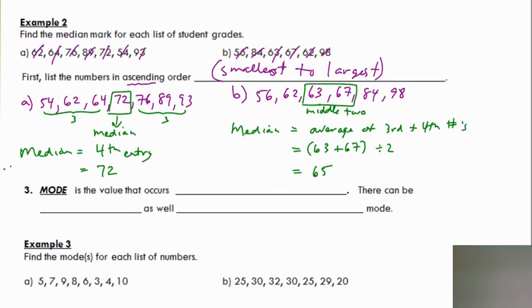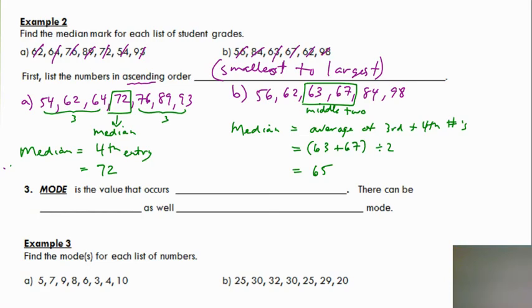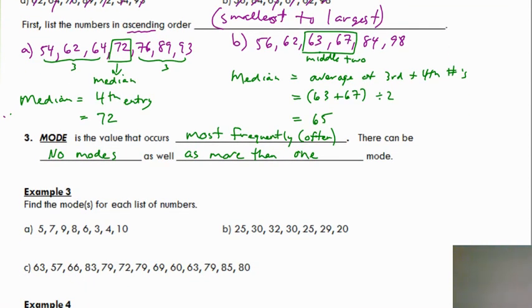All right. What is our mode? Mode's a little different. Sometimes it's really useful, sometimes it's not as useful. But basically, mode is the value that occurs most frequently, most often. There can be no modes, like if every number is unique and there's only one of every number, as well as it can be more than one mode. Again, another reason why it's not always as helpful. So here's our example.